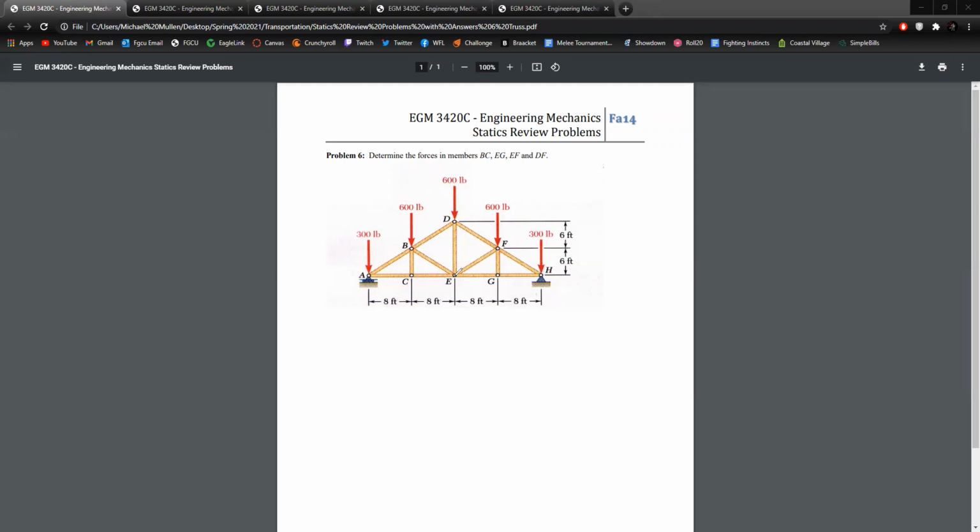So we're going to start with problem 6, which is going to be a truss problem. It wants us to find the forces in members BC, EG, EF, and DF. We can go ahead and label on the diagram which ones it wants us to find, just so we can see it a little bit easier. Right away we can identify that this one is by itself, and then we have 3 here, so it's probably safe to assume that we will take a cut through these, and that this one will be solved independently.